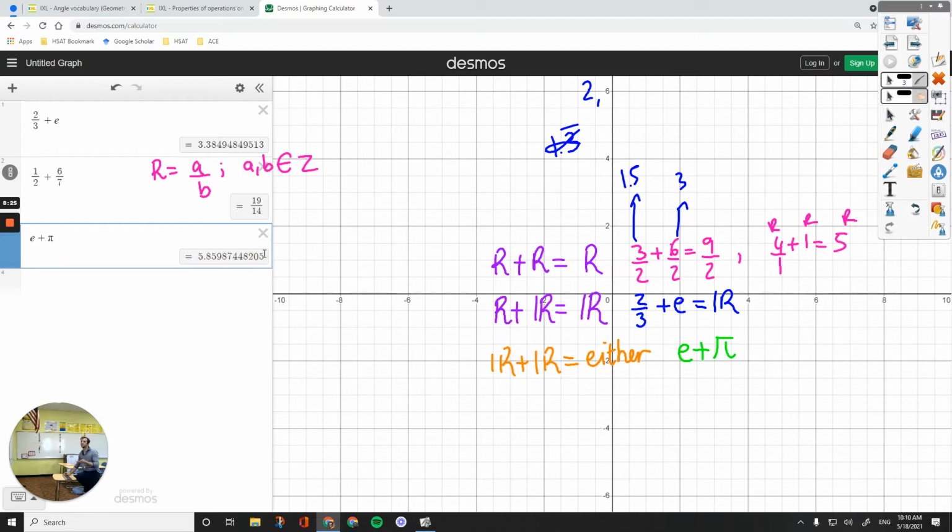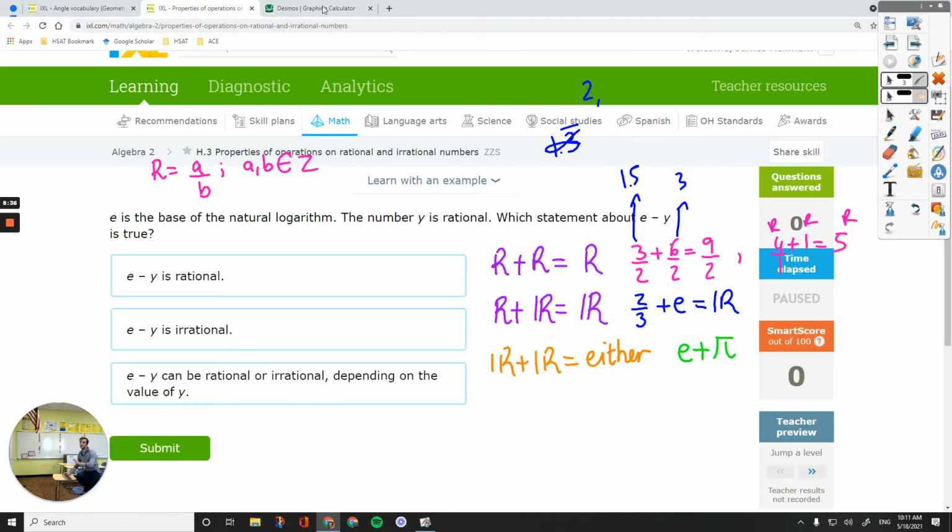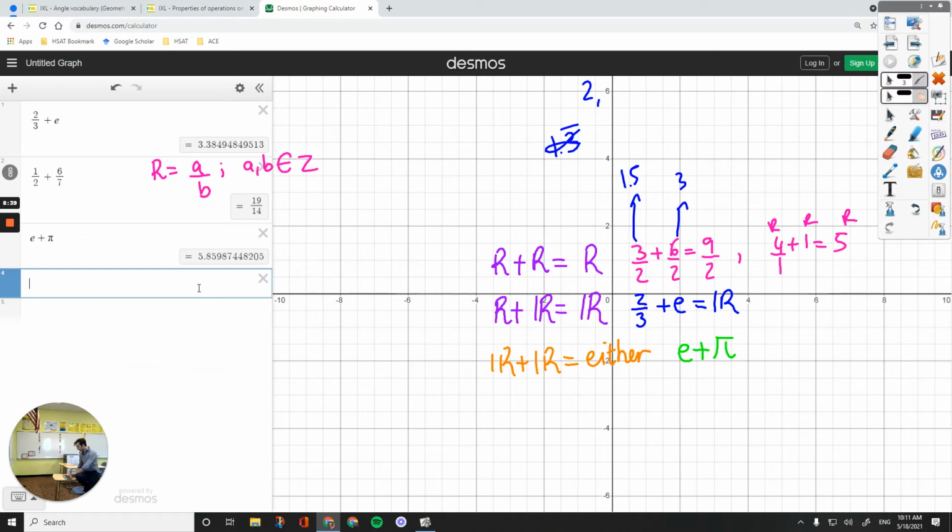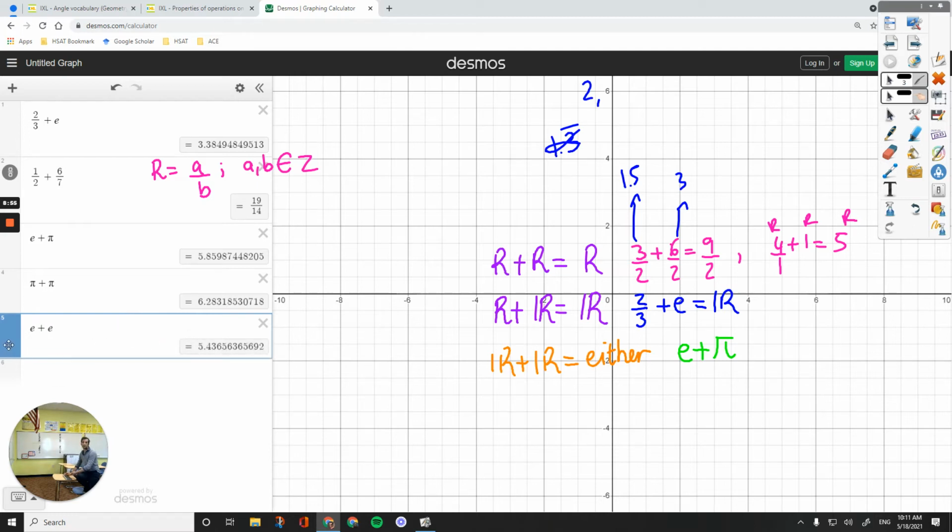But it doesn't. This is all you see on Desmos, but it doesn't end. It goes on forever. I know that because I cannot convert it into a fraction. There's no fraction button available on the left. So I know that that is an irrational answer. What about pi plus another pi? It looks like the decimal ends, but it doesn't. It goes on forever, and I cannot convert it into a fraction. Therefore, this is irrational. What about e plus e? Same thing, no fraction.